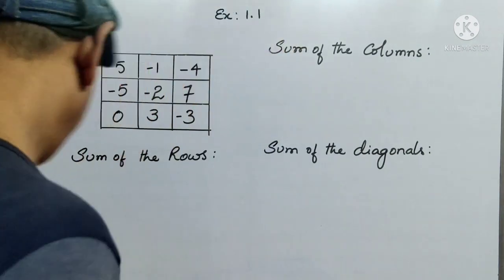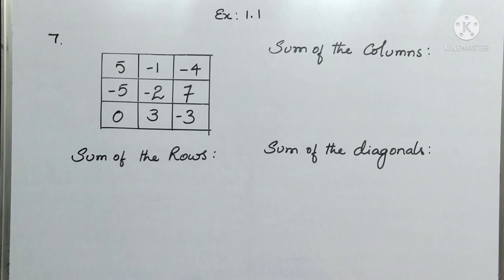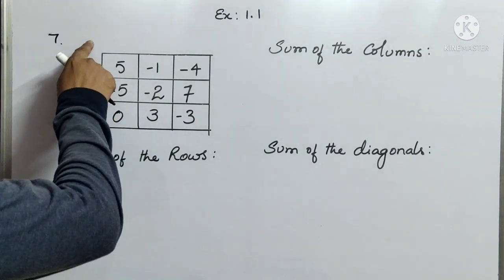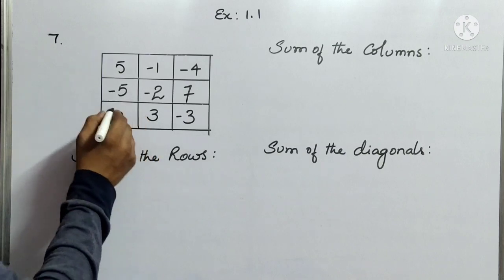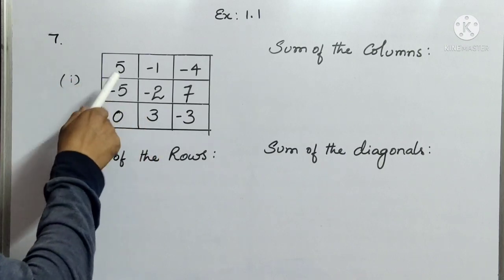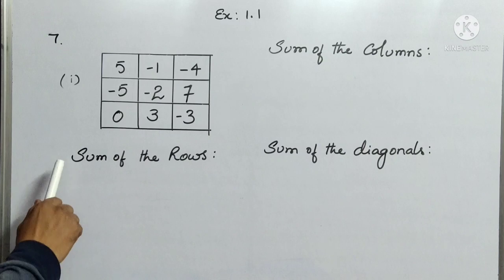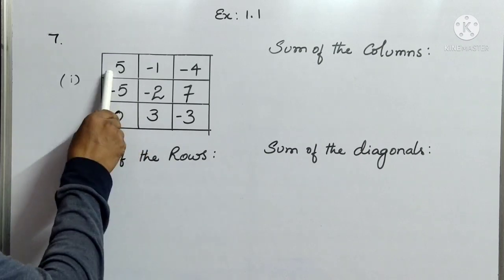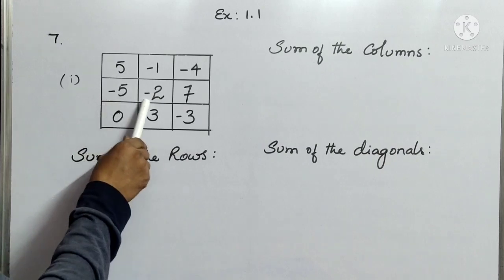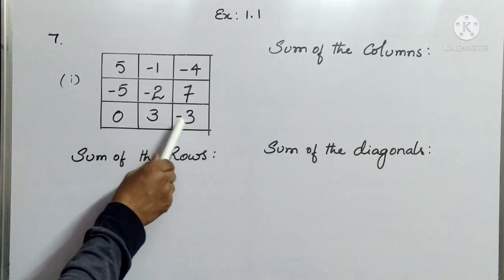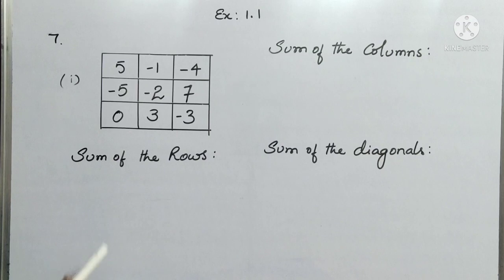Now see here. You just copied the 7th question from the textbook, okay? And I am explaining the first sum in that. Now, sum of the rows. Rows means like this: 5, minus 1, minus 4; minus 5, minus 2, 7; 0, 3, minus 3. So these all we have to add.